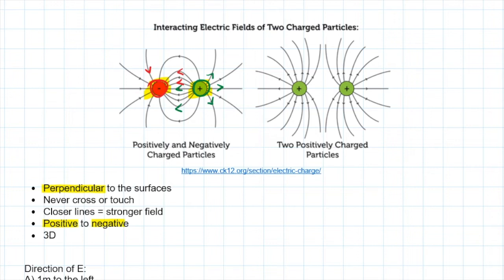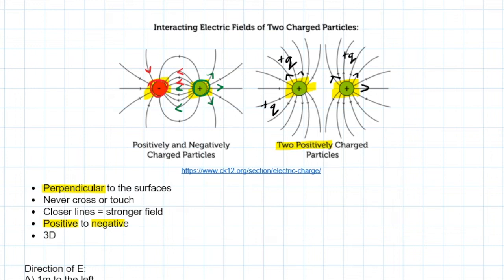Sometimes we will give you two charged particles that have the same charge, like two positively charged particles. In this case, you can see that the field lines point away from the positively charged particles. And that is because positive test charges that are placed in these electric fields are going to move away from these positively charged particles.